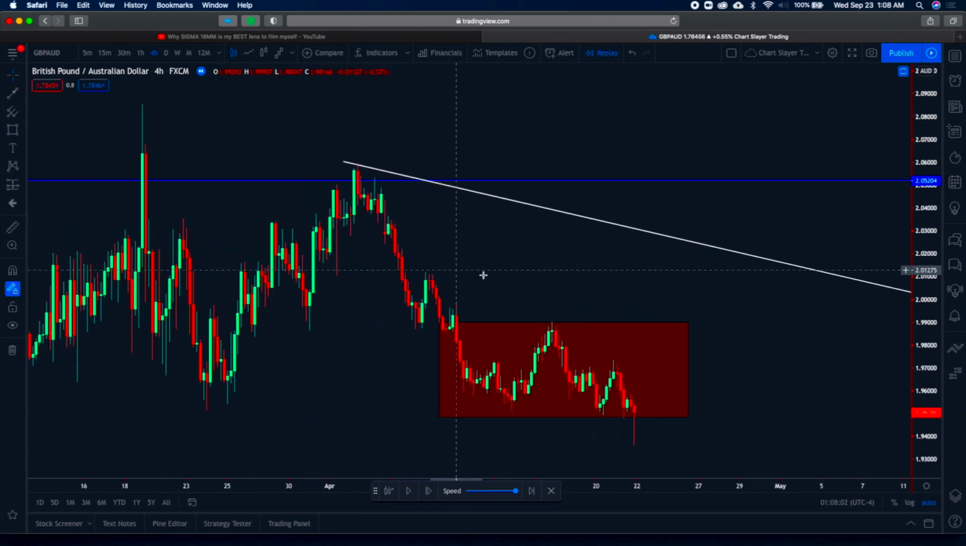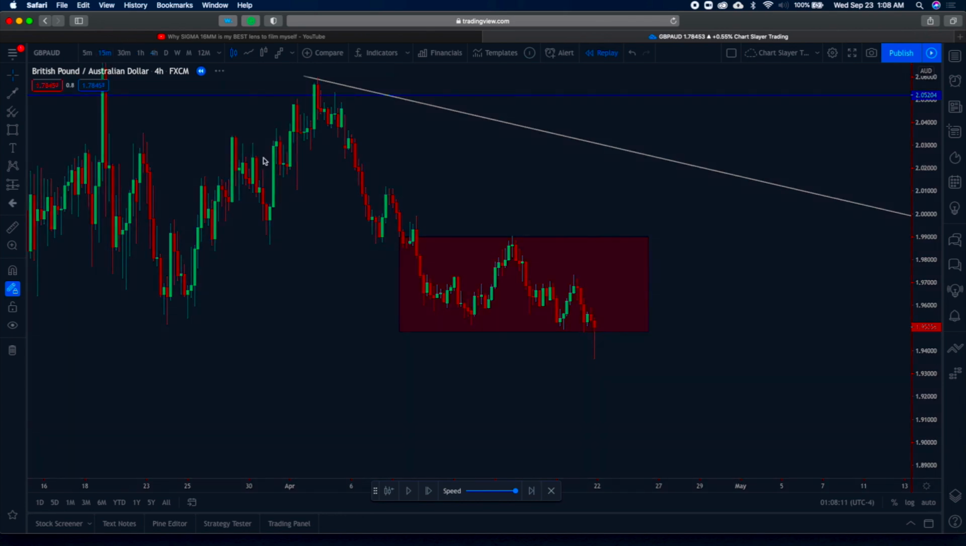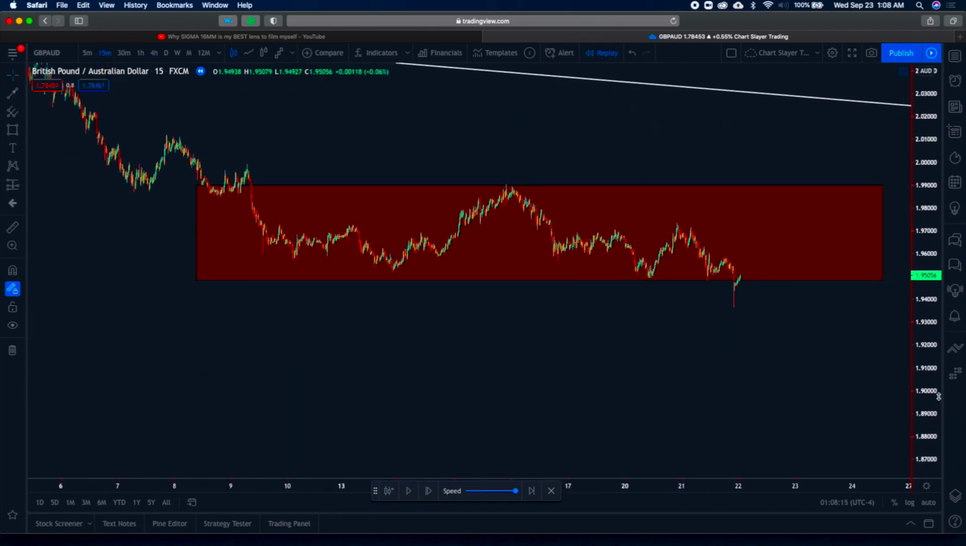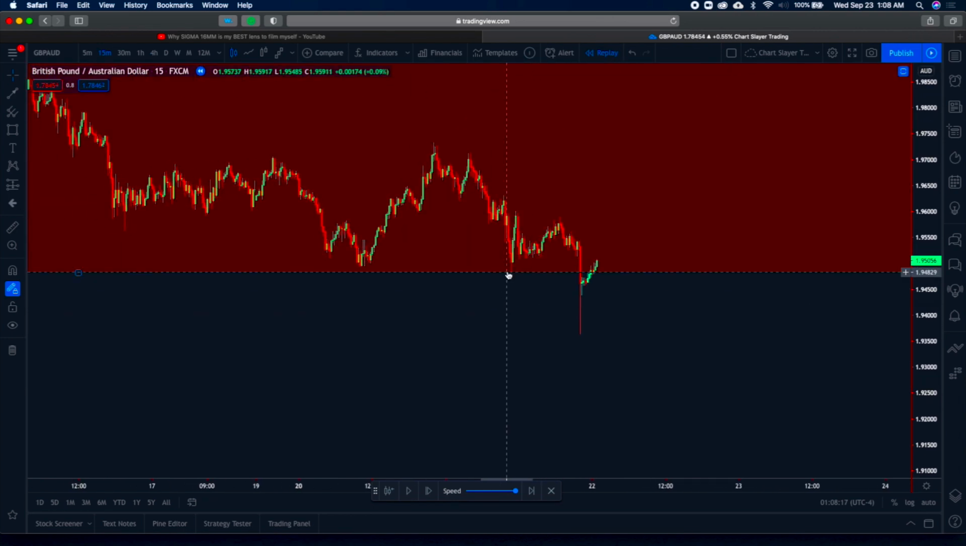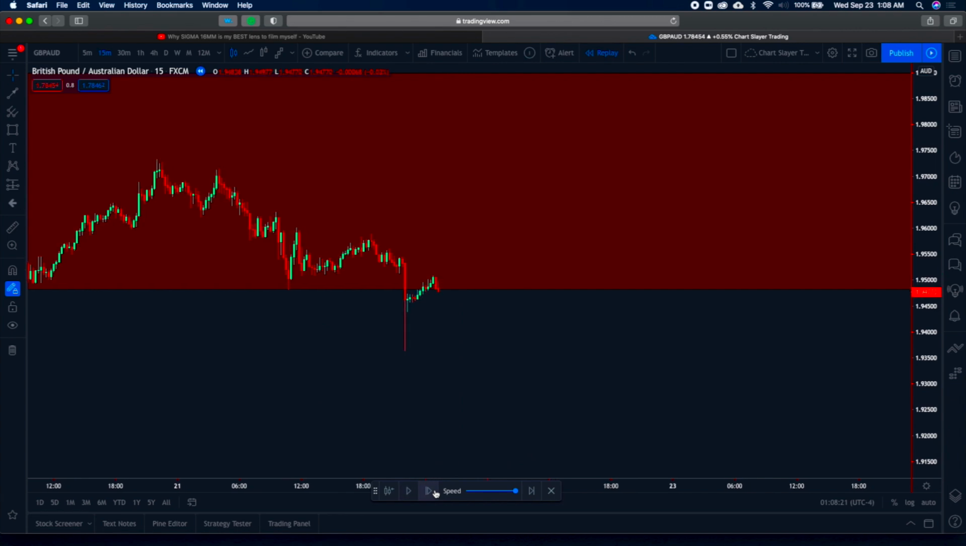But 9 times out of 10, a lot of traders do not enter off the 4 hour, right? A lot of people enter off the 1 hour, the 15 minute. Let's go on the 15 minute and see if we can actually hone in even more on the entry. All right, and let's play this out to see what's going on.